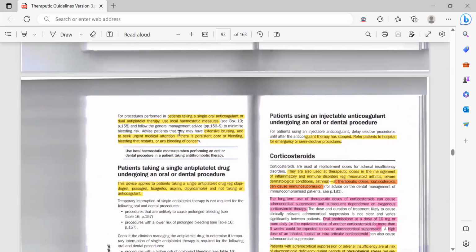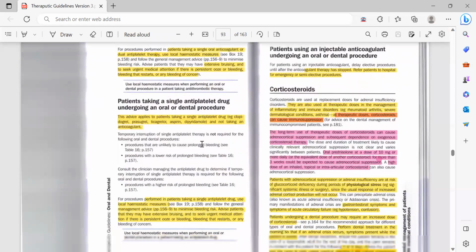But for any patient you are performing any procedure on, you need to advise them not to get alarmed if we are expecting extensive bruising, but to take urgent medical attention if there is any persistent ooze, any bleeding that restarts, or any bleeding of concern.